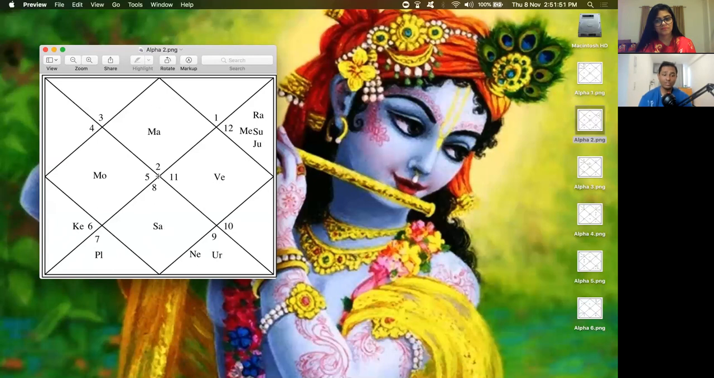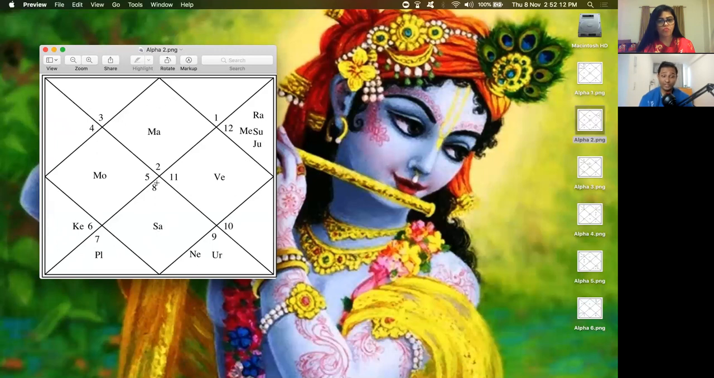If Moon and Venus are conjunct, or if they are reasonably well placed and aspecting each other. Now here you see, Moon is in Digbala. It is in Leo, which is a very good sign because it's a friend sign. And Venus is also in Aquarius, which is also a friend sign. So there are inherently no problems. And Venus is unafflicted. Do you see this?